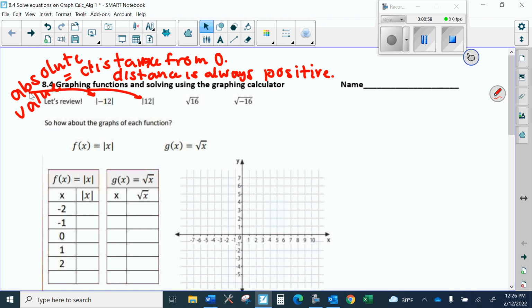So how far is negative 12 from 0? It's 12. How far is 12 from 0? It's 12. Okay, then we have square roots. The square root of 16, we've done that. This is 4. Okay, what times what equals 16?